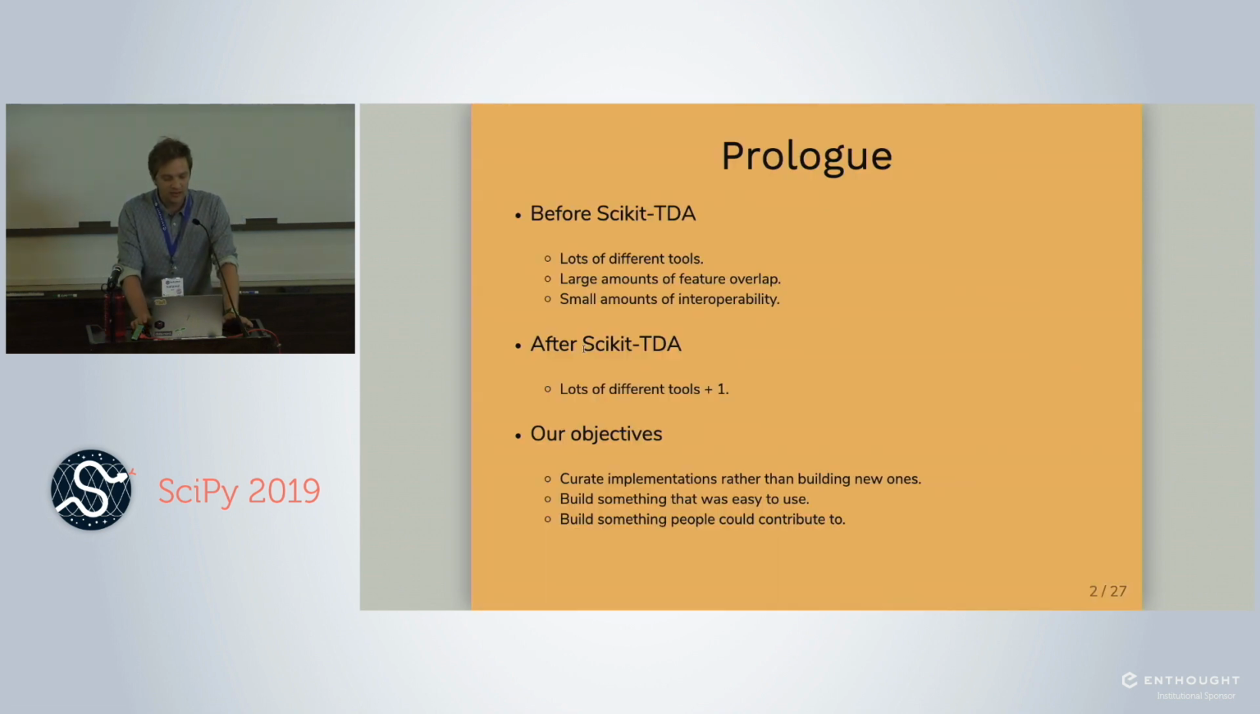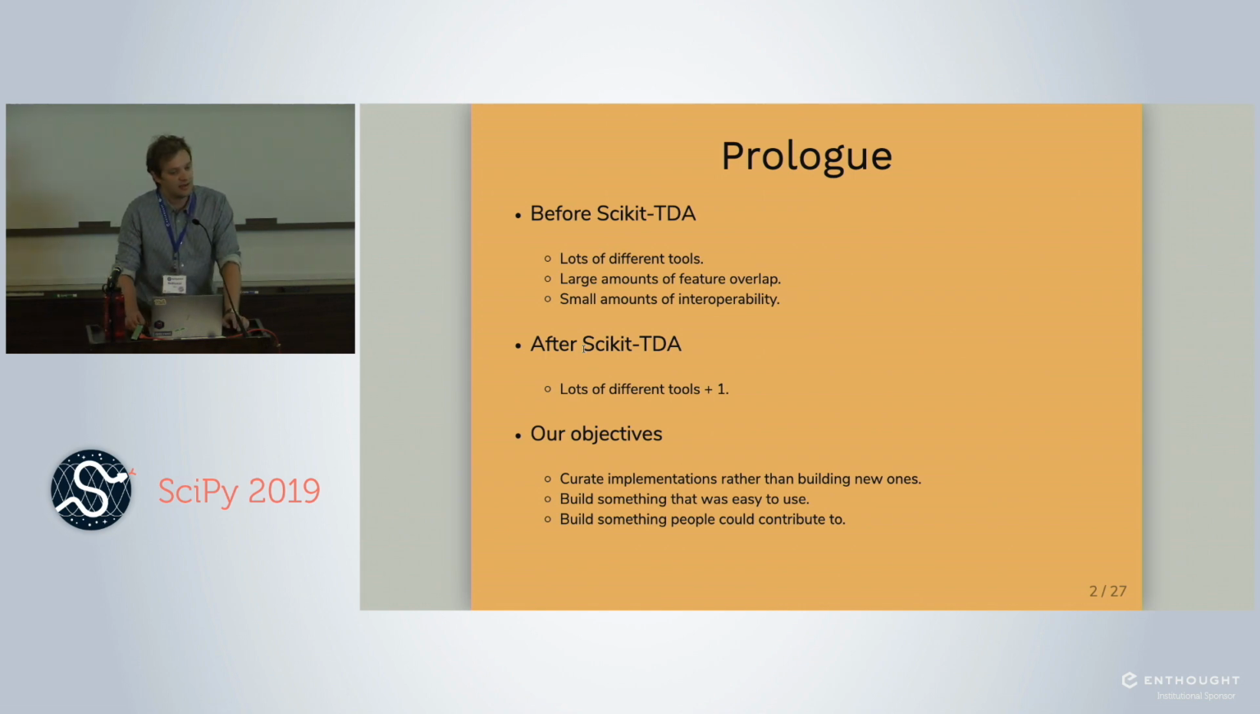A little bit of background. Before Scikit TDA, I started my master's 2 years ago, a wide-eyed graduate student trying to understand TDA, apply it to all of the data sets. I found that there were lots of different tools, all in different languages with different overlapping features. And if you wanted to use a particular feature, you had to step into a completely different programming language. After Scikit TDA, there's now lots of different tools plus one.